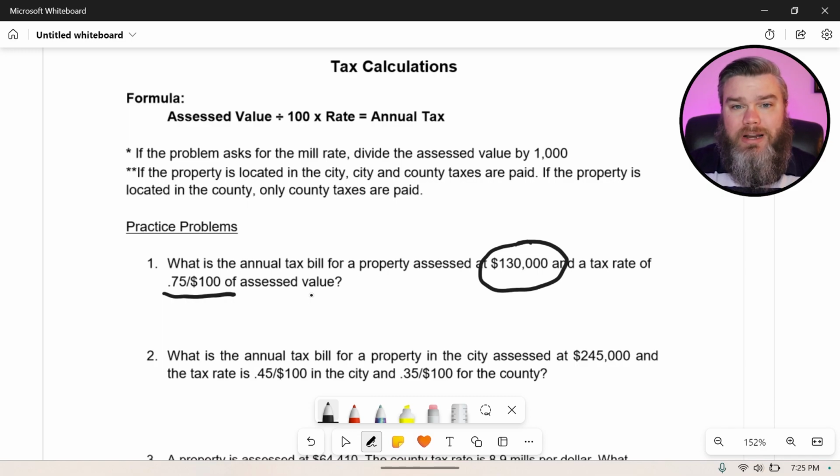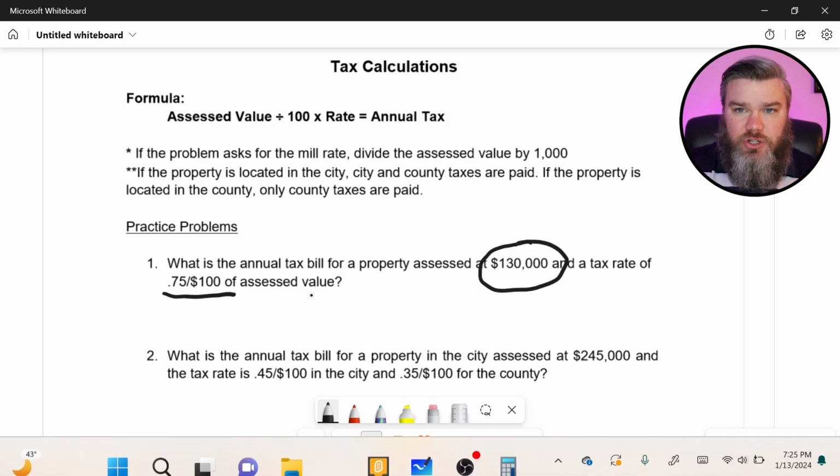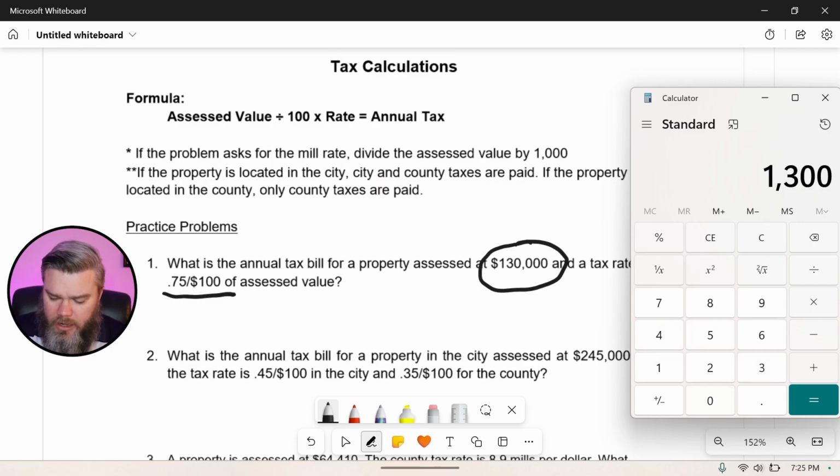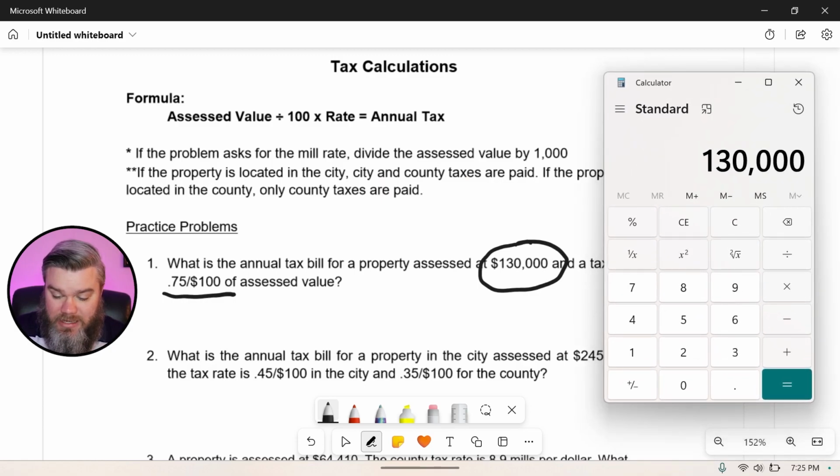Now, there is more than one way to tackle this, and I'm going to show you a couple and then, of course, give you the answers. So in this scenario, we're saying 75 cents per 100, and the assessed value is 130,000. What you can also do is take this 130,000 and say, okay, how many times does 100 go into 130,000? When you say how many times does something go into, that's division. So if you take your calculator and say, $130,000 of assessed value, how many times does 100 go into that? You're dividing by 100, it goes into it 1,300 times.